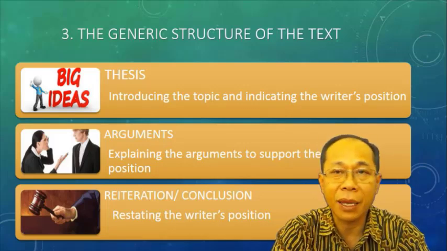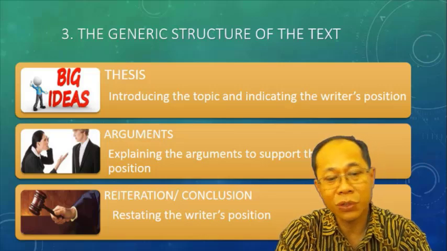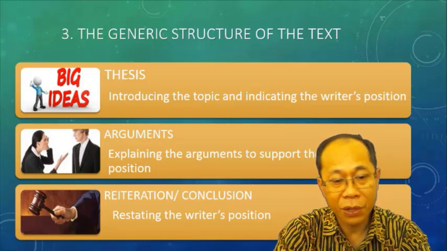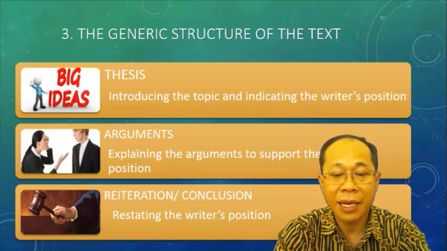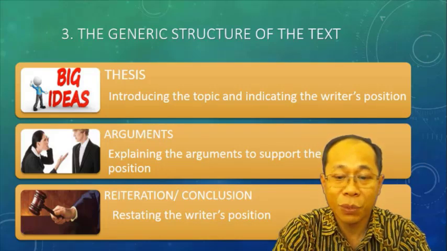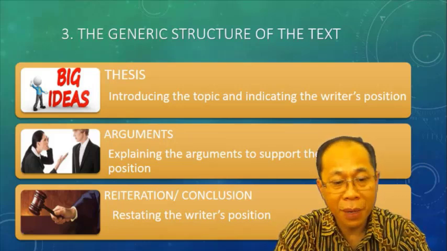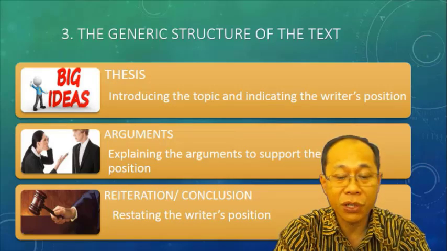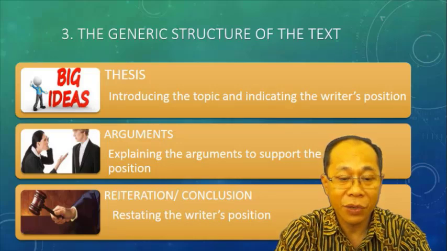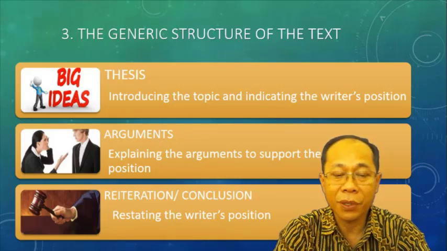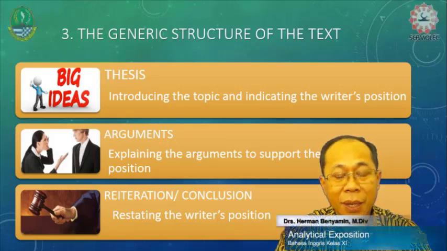And the second one is the argument, or a set of arguments. Maybe you can have one argument, two arguments, or more than two. So argument is explaining the argument to support the writer's position. And the last part is the reiteration or conclusion. It restates the writer's opinion, like what has been mentioned in the thesis.